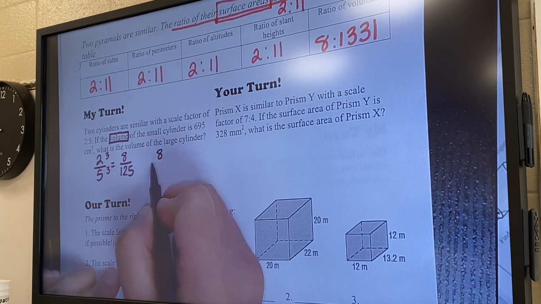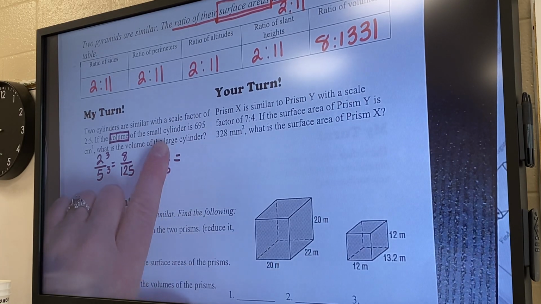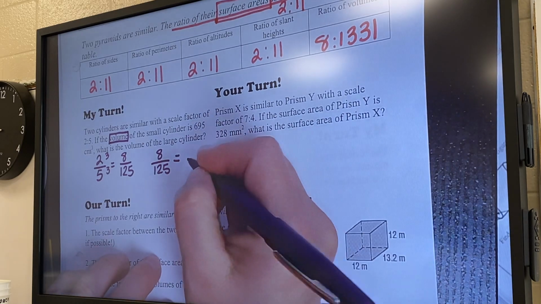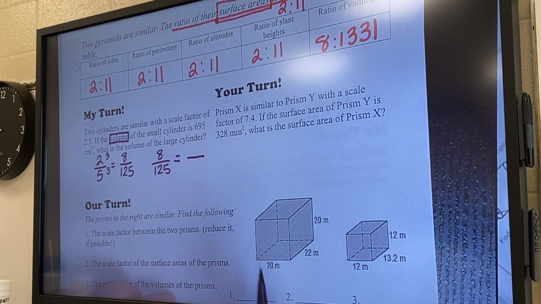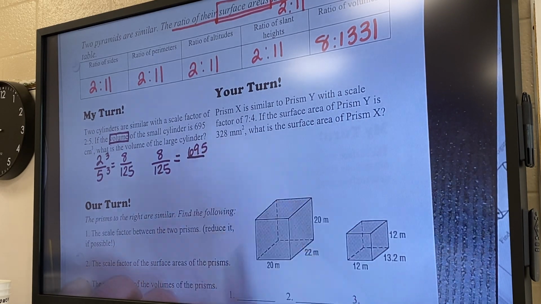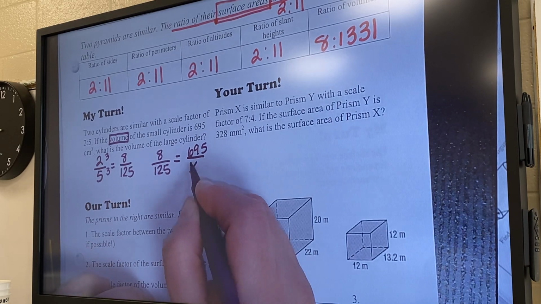So we're going to set up our proportion. It says the small one is 695. They want to know the large one. So on the right side of my proportion, does that 695 go on top or on bottom? On top, because it's the smaller one. Okay. All right, on bottom, whatever variable you want to use. X it is. How do you solve a proportion?